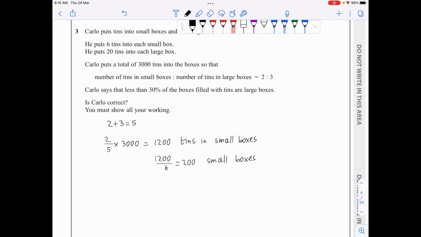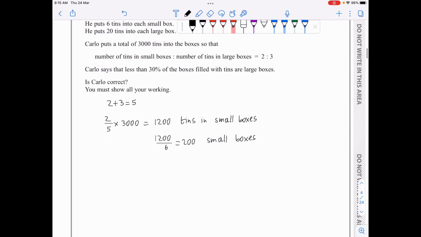I will repeat the same process for large boxes. I will start by saying 3/5 of 3,000, which is 1,800, is the number of tins in large boxes. And Carlo has been putting 20 tins into each large box. So if I do 1,800 over 20, I get 90 large boxes.